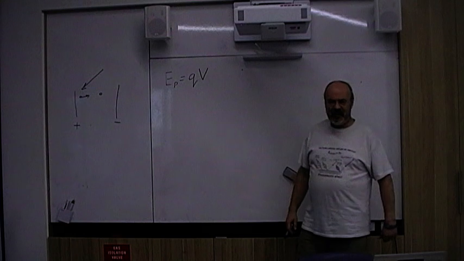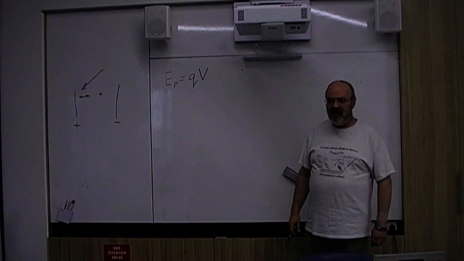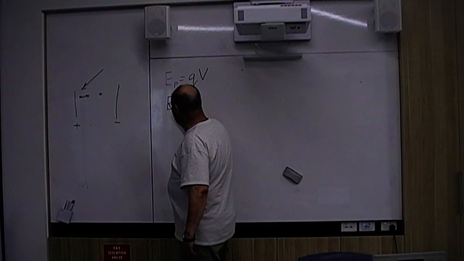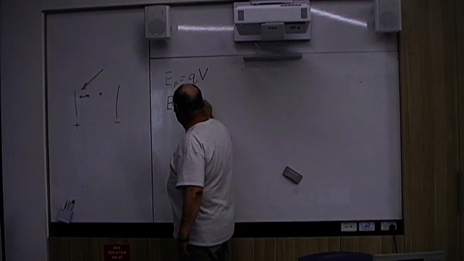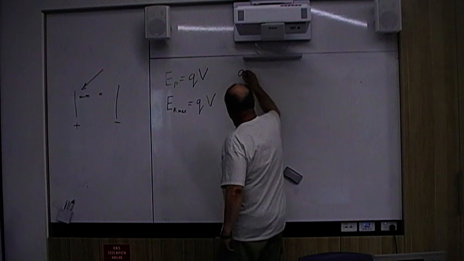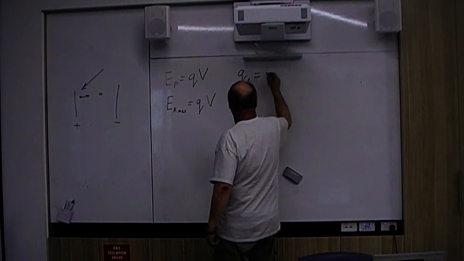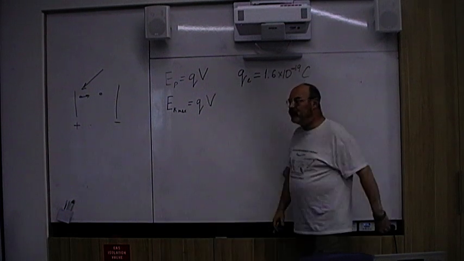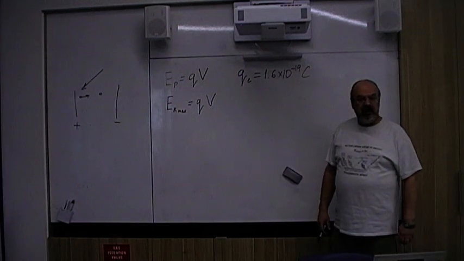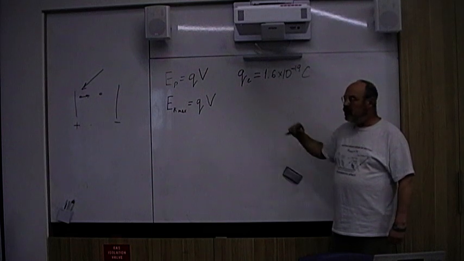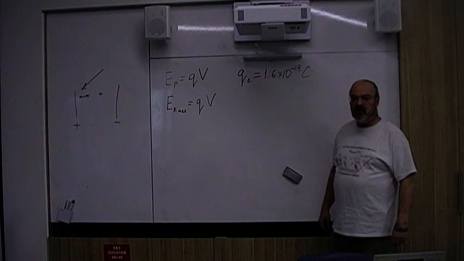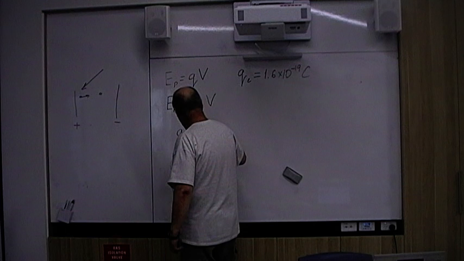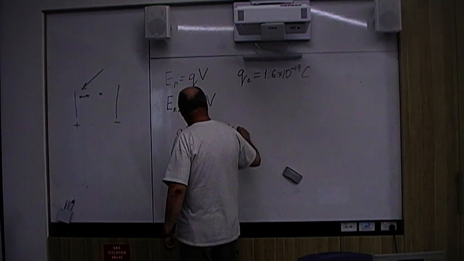Charge times voltage. So when the electron stops due to the electric field, we will have that maximum kinetic energy equals Q, the charge of the electron. Reminding, the charge of the electron equals 1.6 times 10 negative 19 coulombs. So all kinetic energy turns into electric potential energy. So we can rewrite Einstein's formula for the photoelectric effect as QV equals HF minus W.